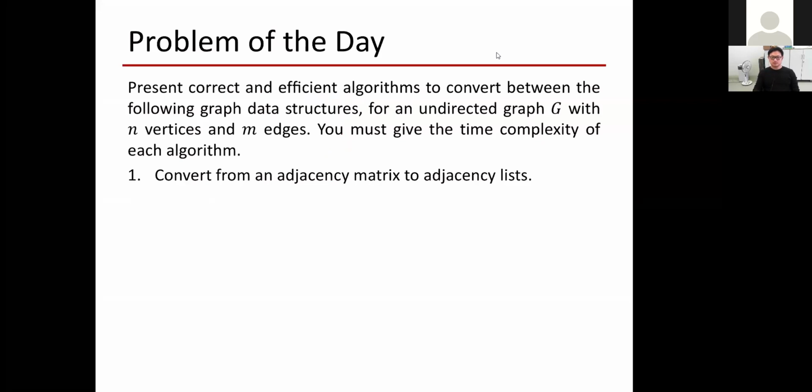Problem of the day. Present the correct and efficient algorithm to convert between the following graph data structures for an undirected graph G with n vertices and m edges. You must give the complexity of each algorithm. Number one, convert from adjacency matrix to adjacency list. What's the efficient way to do this?